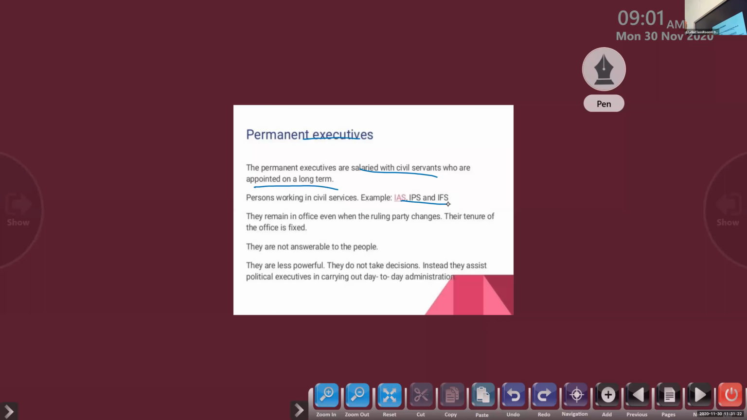So the persons working in civil service remain in the office even when the ruling party changes, their tenure of office is fixed. When the party changes, they cannot be changed from the post. They will be there because they are elected for a fixed period of time. Maybe suppose Ashik got his IAS at the age of 25, till 60 years he will be there, right, Ashik? Yes, ma'am. Or our Hadi got an IAS, till the age of 60 he will be there. He can't be changed at the discretion of the government. His post will be there. Maybe positions may be changed, but his post will be there.